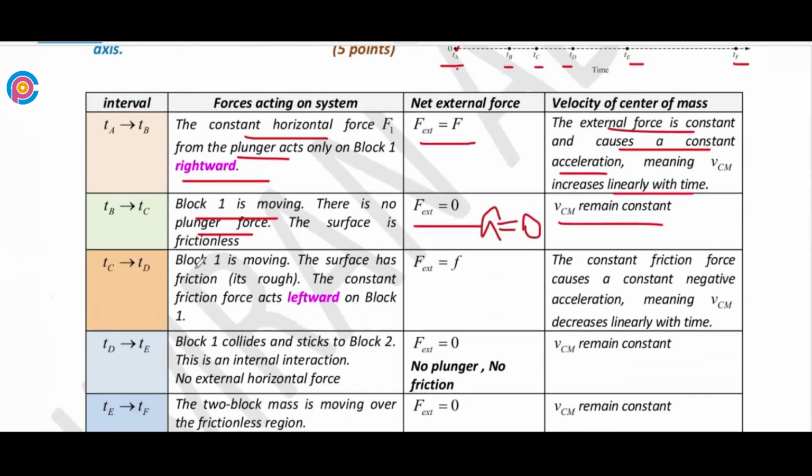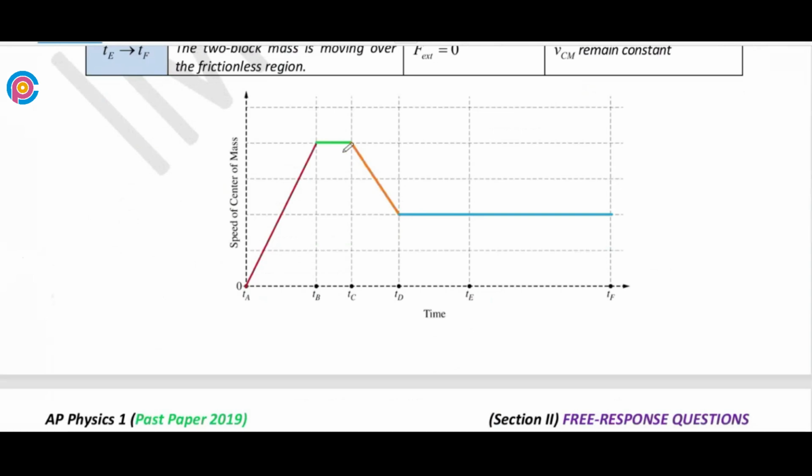Now from C to D, block 1 is moving over the rough surface, where friction acts. The constant frictional force opposes the motion, so its direction is leftward. Now the external force is the frictional force. This constant frictional force causes a constant negative acceleration, meaning VCM decreases linearly with time. But this constant force is not so great that it can stop the blocks. So the velocity will decrease, but uniformly, with constant acceleration from the constant frictional force.